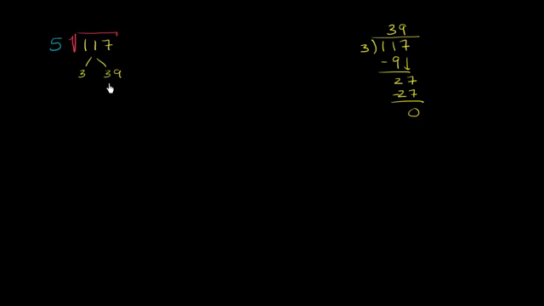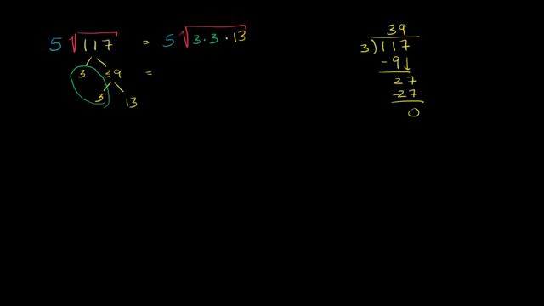Now 39 we can factor as, that jumps out more at us, that's divisible by 3. That's equivalent to 3 times 13. And then all of these are now prime numbers. So we could say that this thing is the same as 5 times the square root of 3 times 3 times 13.